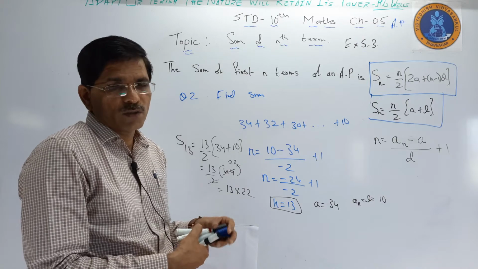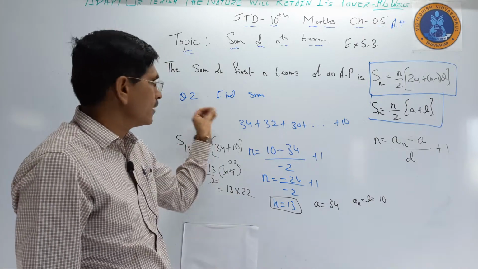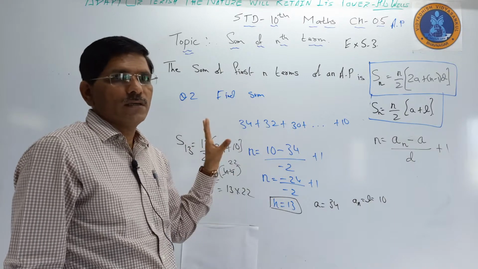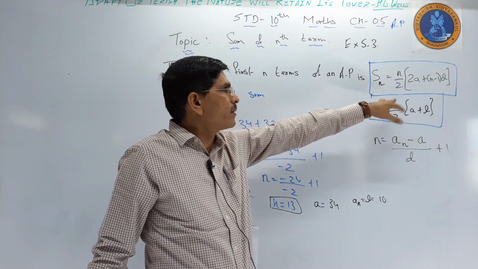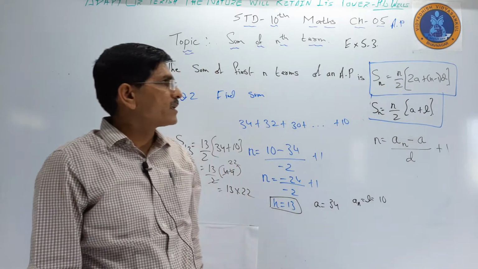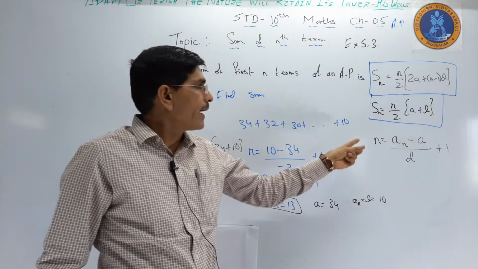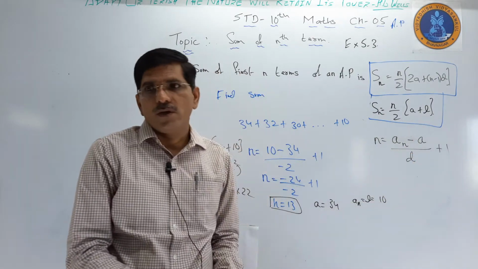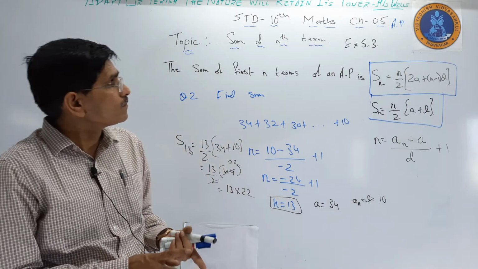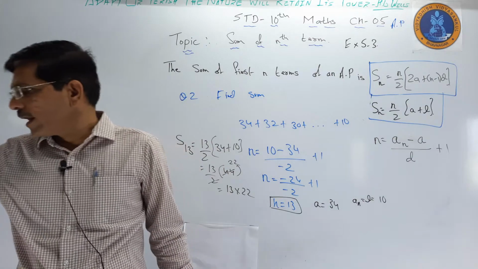But what I want to explain is how we can find the sum using the formulas: Sn is equal to n by 2 in bracket 2a plus (n minus 1)d, and Sn is equal to n by 2 (a plus L), and n is equal to (a_n minus a) by d plus 1. So, that is exercise 5.2, question number 1 explained, question number 2 explained.